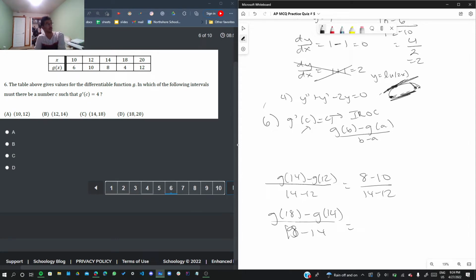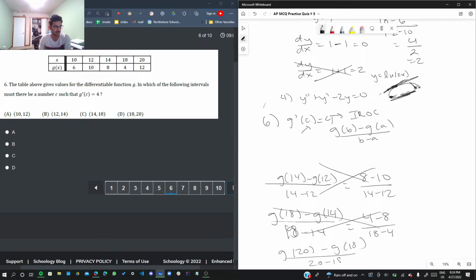What is this? You have 4 minus 8 over 18 minus 4. Again, this is negative, so it can't be this. So what we're left with is D. Let's just check g of 20 minus g of 18 over 20 minus 18, right? G of 20 is 12, g of 18 is 4. And then the bottom is 2. So that's 8 over 2, which is 4. So that's the average rate of change.